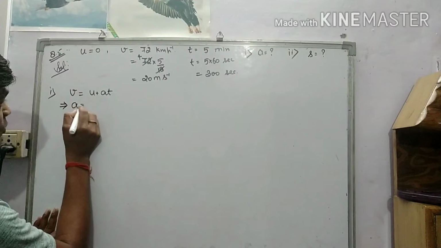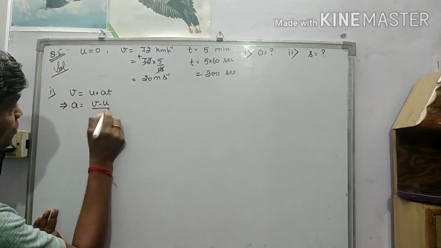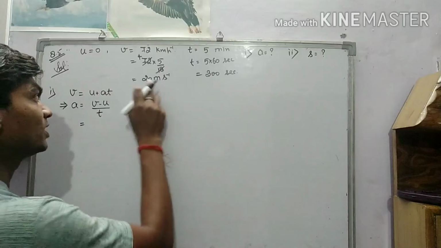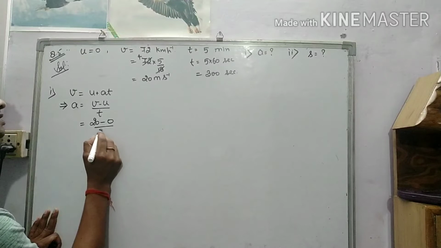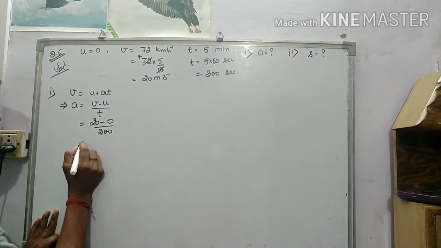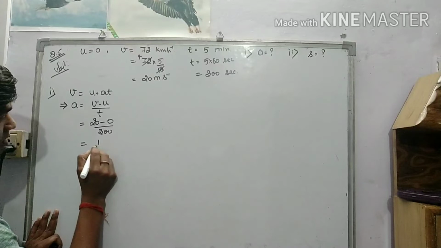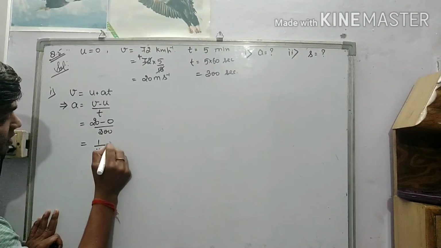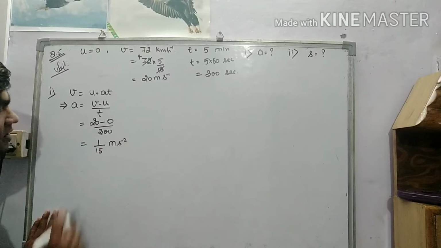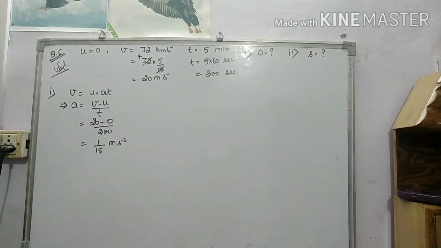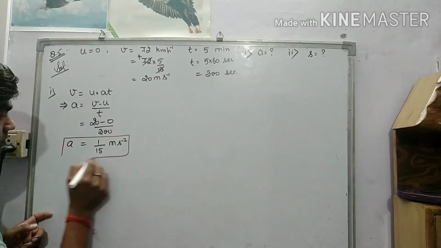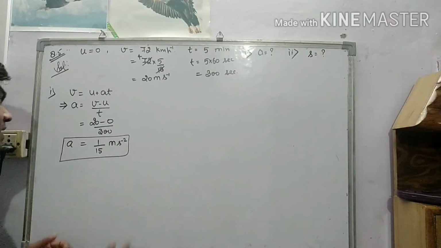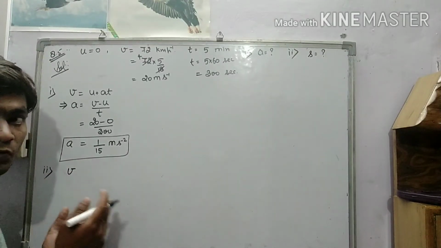This implies A equals V minus U upon T. Can you tell me V? That is 20. U is 0. Time is 300. So that will be 1/15 meter per second square. This will be 1/15 meter per second square. This is the acceleration. First result.